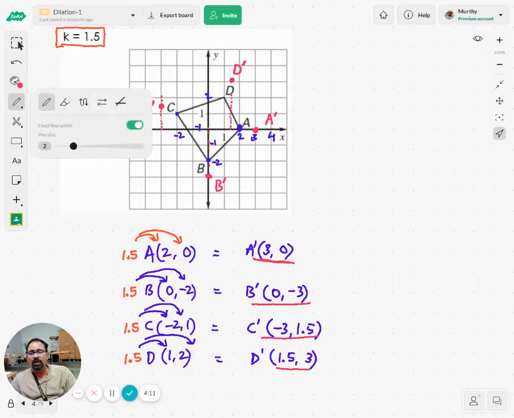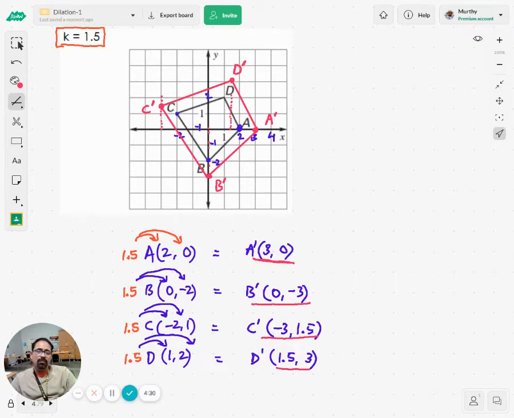Now, let's join them with a straight edge. I'm joining C prime, D prime first, then D prime, A prime, and A prime, B prime. This is the dilated figure. So here I see A prime, B prime, C prime, D prime. This quadrilateral is 1.5 times the original one. Let's take another example.